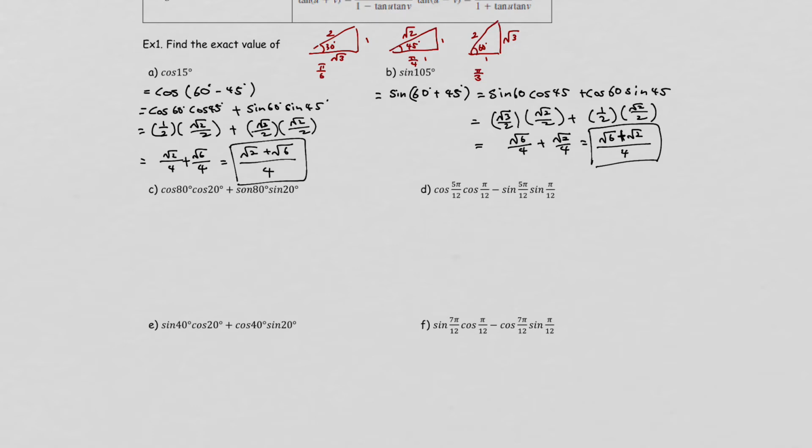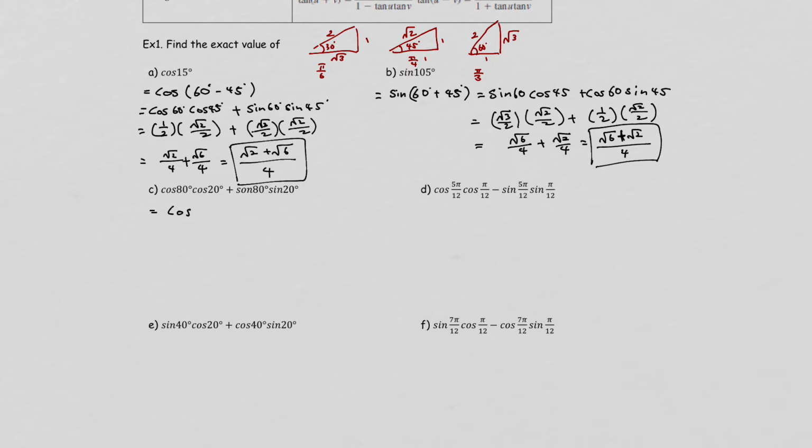Example C is going backward. So what about this one? Cosine 80, cosine 20. When you combine that, you get 60. And we know what the 60-degree cosine value is. So that's what we're going to do.